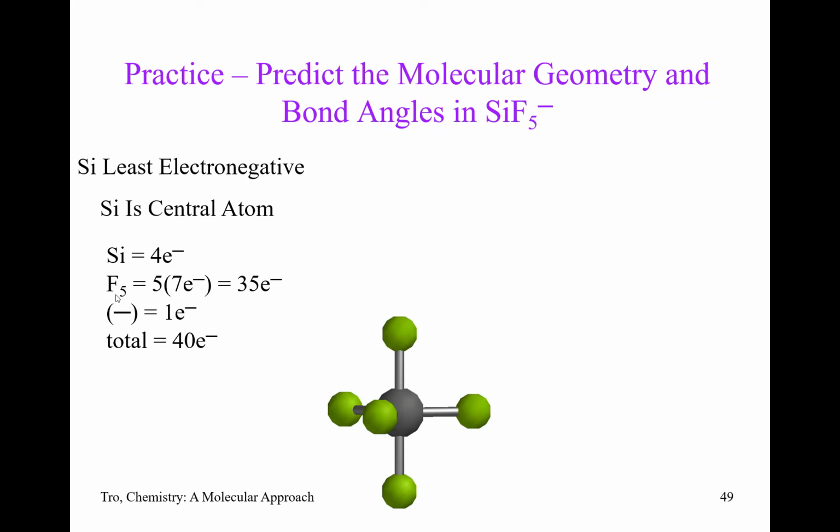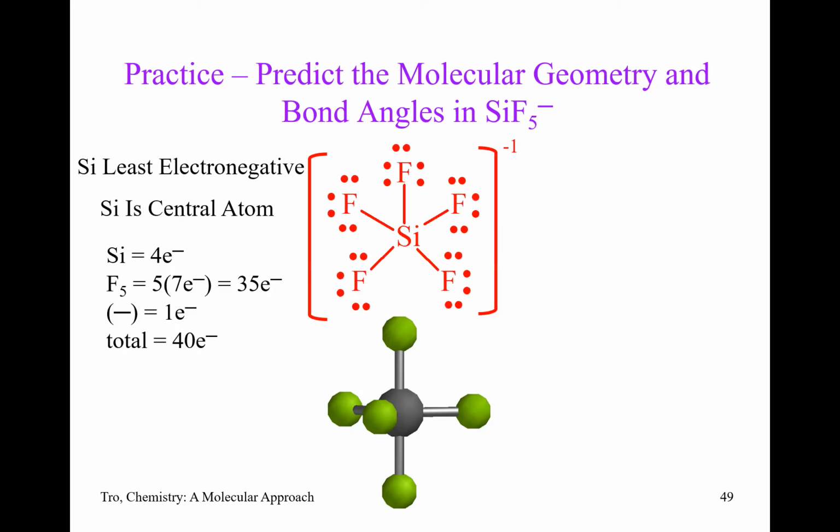Silicon's got 4 electrons. Fluorine has 7, but we have 5 of them. And then the negative charge tells us 1 extra, so for a total of 40. All right, so draw the 5 bonds to silicon. Then take all the leftover electrons and start adding them in on the fluorines. So the 5 bonds, 2 each, that gets you to 10. And then the 6 electrons as lone pairs times 5 is 30. 10 plus 30 is 40. So we used them all up.